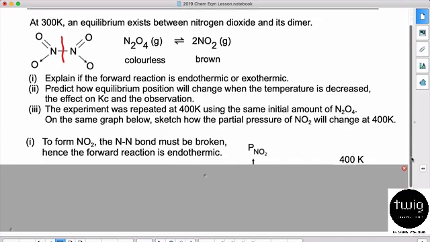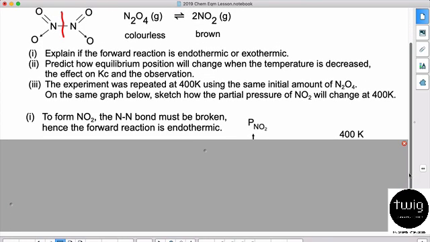Let's look at the next part. How will equilibrium change when temperature is decreased? When you lower the temperature, it will favor the exothermic reaction. This one we know is endo, but it will favor exo, so it must shift backwards. So let's run through.